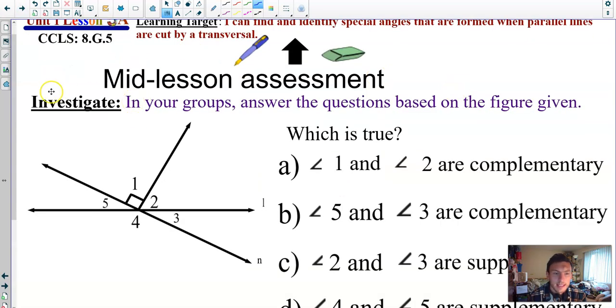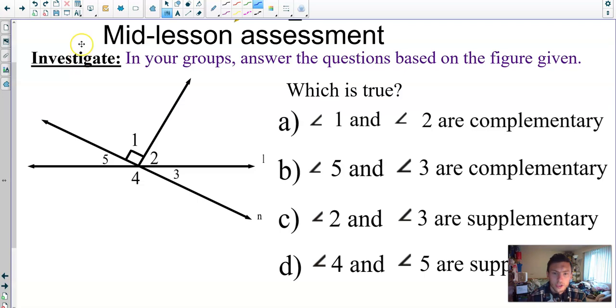Alright, here's a mid-lesson assessment, and your groups answer the question. So which one is true? I would pause the video, see if you can figure this one out. Remember that complementary are angles that add up to 90 degrees, and you're looking for that perfect L. Supplementary are angles that add up to 180, so you're looking for a straight line, or you're looking to draw the semicircle on it.